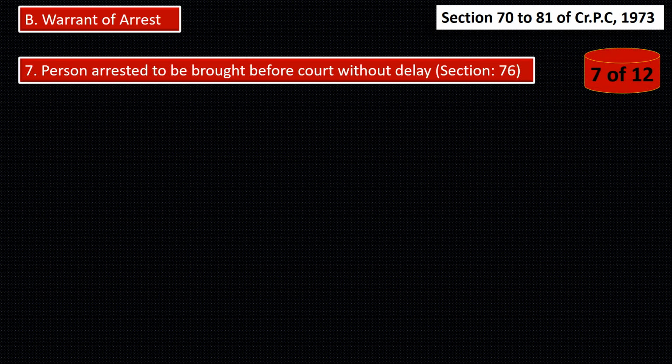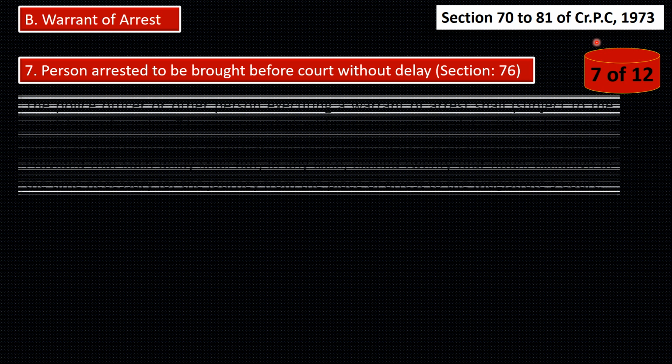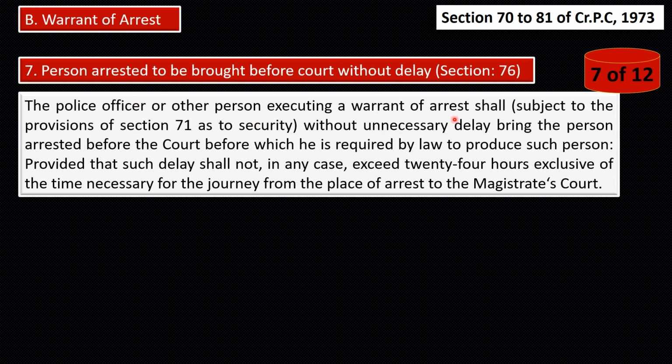Seventh point, person arrested to be brought before the court without delay as per the provision of section 76 of Criminal Procedure Code. Section 76 says that the police officer or other person executing a warrant of arrest shall, without unnecessary delay, bring the person arrested before the court before which he is required by law to produce such person, provided that the delay shall not in any case exceed 24 hours, exclusive of the time necessary for the journey from the place of arrest to the magistrate's court.